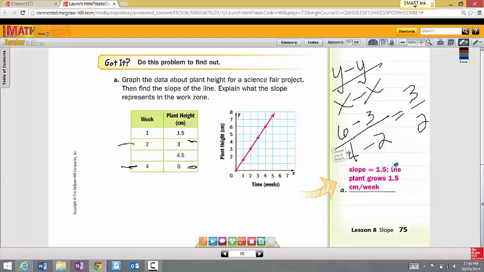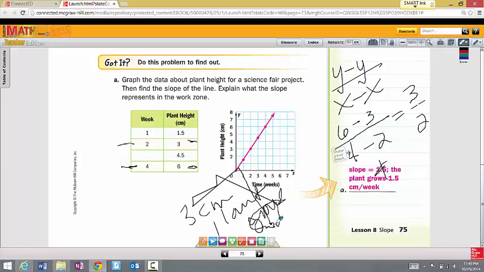Now, this is an example where your book puts 1.5. That is wrong. You should not do that. So that's your graph, and there I calculated my slope. Now, to explain it, you would say that for every 3 centimeters, because this is centimeters, for every 3 centimeters a plant grows, a plant grows 3 centimeters every 2 weeks.